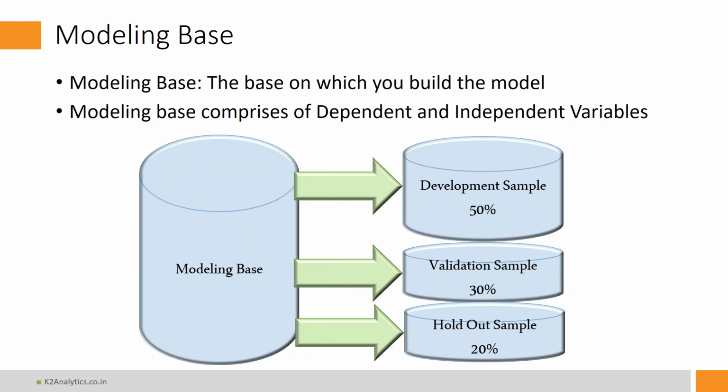We'll compare the beta estimates of development and validation. If they are in line, more or less close to each other, the model is stable. And finally we'll check on the holdout. All these processes we will do in a logistic regression as we build the model. But at a high level, this is the concept. A modeling base is divided into three bases: a development base, a validation base, a holdout base.